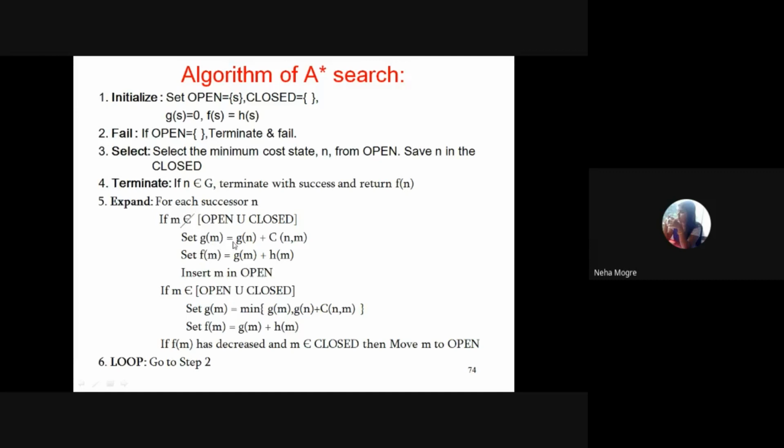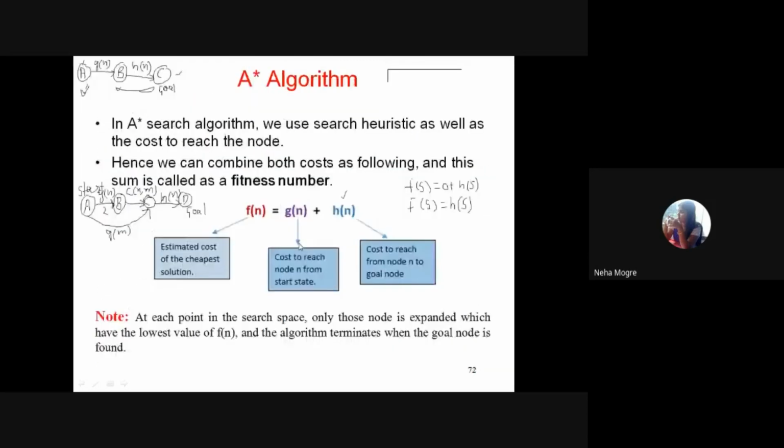Set f of m equals to g of n plus c of n comma m. That is what I have given you. What is c of n comma m? If there is a route from b to c, where b is some other city and c is some other city which is not the start and not the goal, the cost calculation will be in c of n comma m, cost of n comma m. You have already performed this in your earlier practical also.